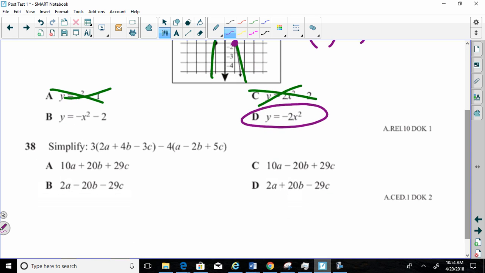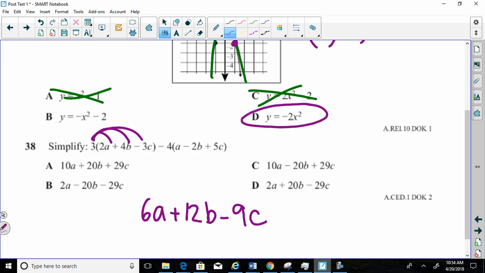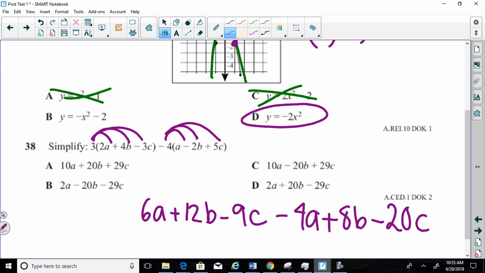All right, this one. We distribute. I'm going to go through it pretty quickly. So we distribute right here, and you get 6a plus 12b minus 9c. Then what should I distribute here? Negative 4. Don't drop that negative, because they have that wrong answer if you forget to do it. Negative 4a plus 8b minus 20c. Then you combine like terms.